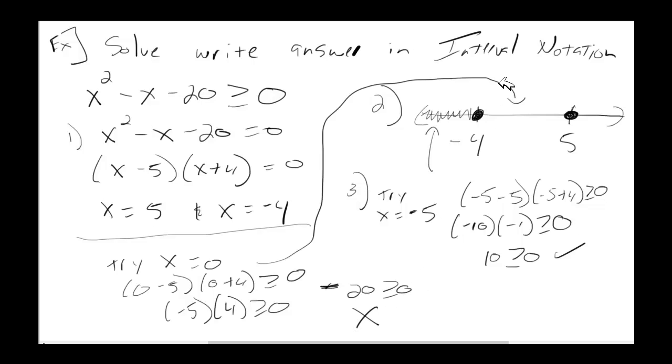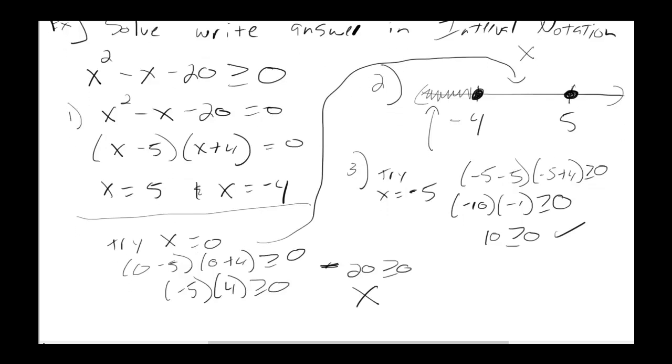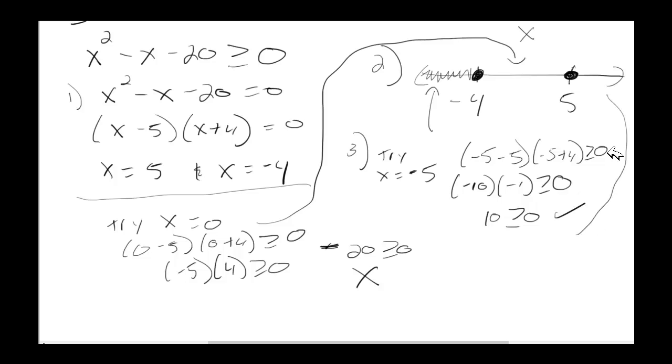And this does not work, right? Minus 20 is not greater than or equal to 0. So what I like to do is I like to put a little x up there or something to remind myself I don't want this part. Okay, last thing, last interval I need to check is this one out here. Give myself a little bit more space. So here, what would be a good number to try?